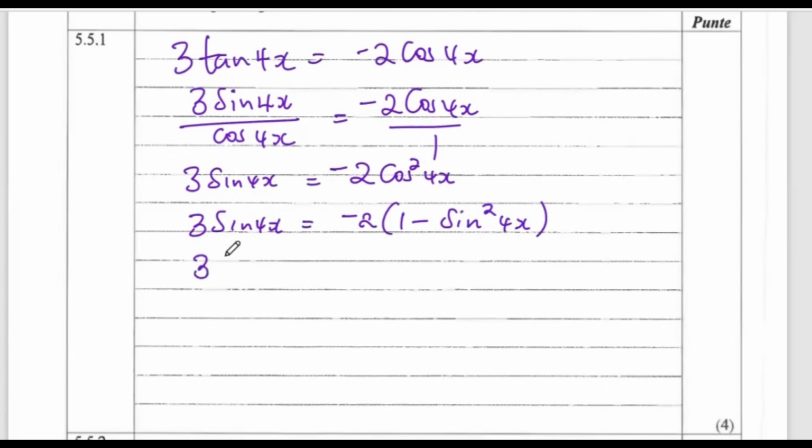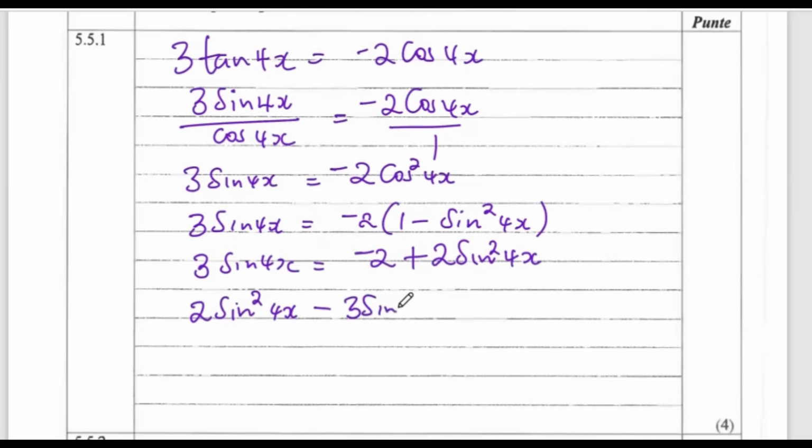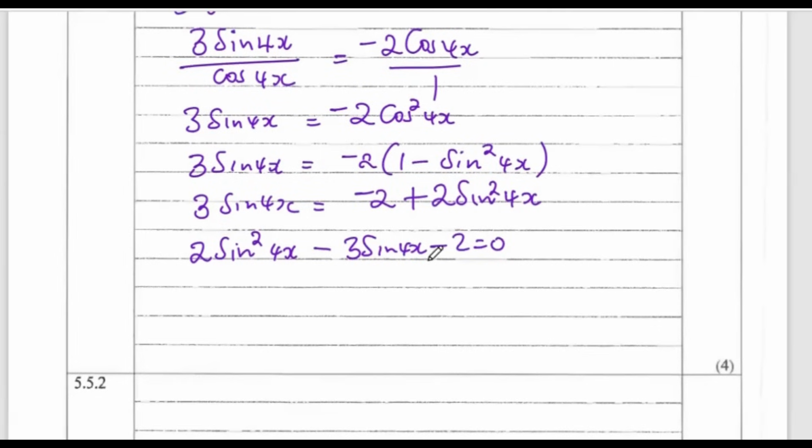Then I'll open that up. I have a negative 2, negative and negative. I have a plus 2 sine squared 4x. I'll move this that side so that I have 2 sine squared 4x minus 3 sine 4x minus 2 is equal to 0. Okay, I'll try to factorize this. I open my 2 brackets.